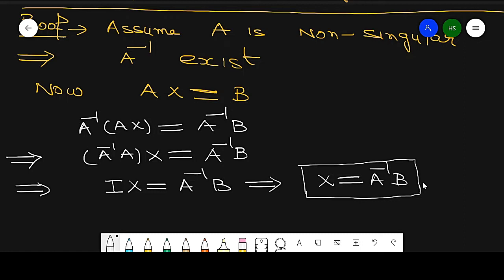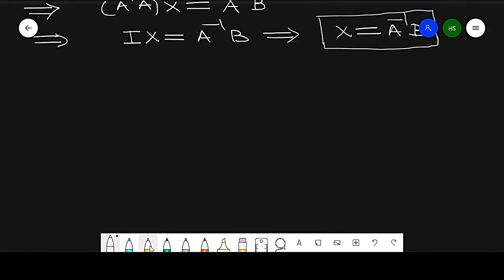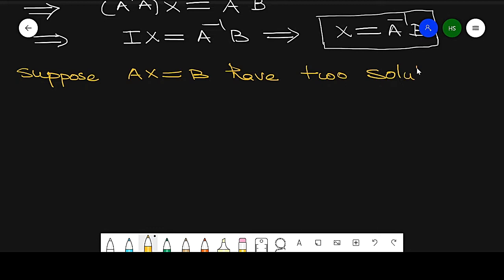Now the second part is to prove the uniqueness of the solution. If possible, suppose Ax equal to B has two solutions, say x1 and x2.